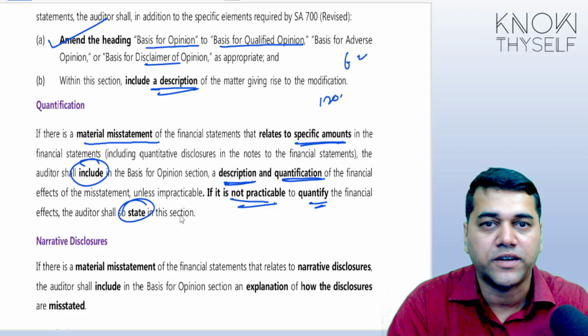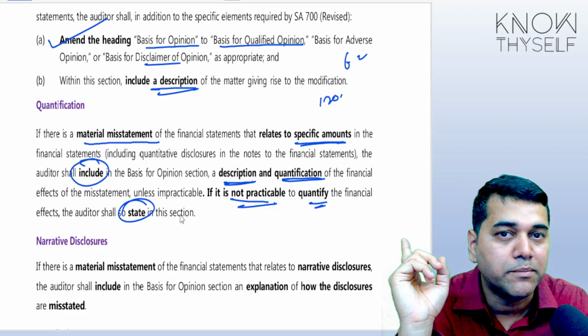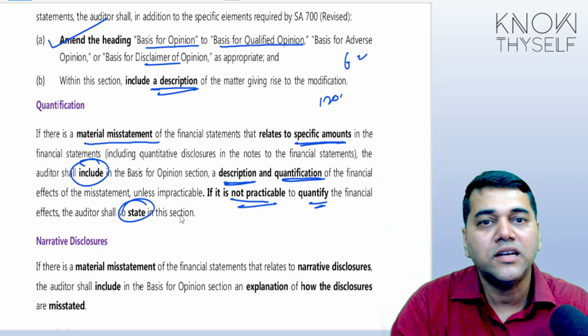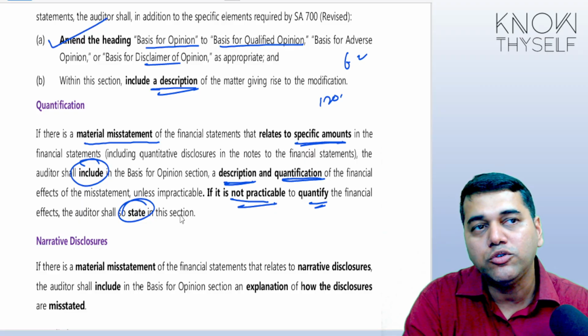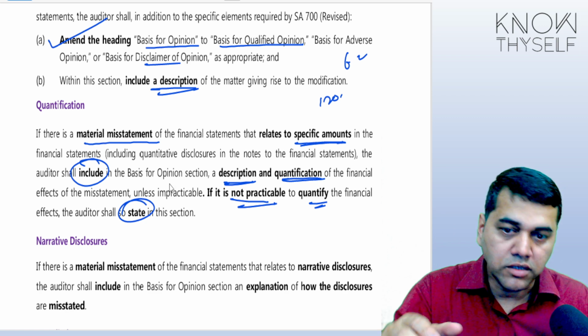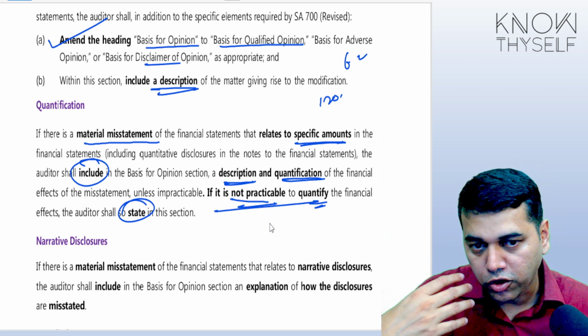If it is not practicable to quantify, you have to state the matter that we are not able to practically quantify the effect. You remember in one of the consolidation examples, they did not include the subsidiary. Now you told very clearly that I am not in a position to practically tell you the impact of what is going to happen if I am not going to include it. But you have to state that matter, that if you are not able to quantify, you have to write it.